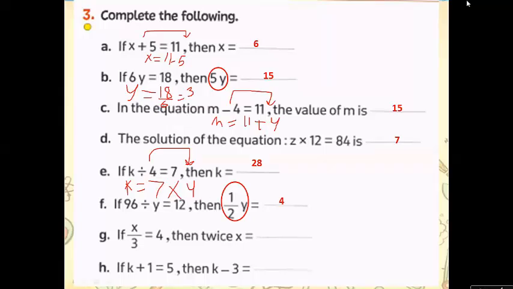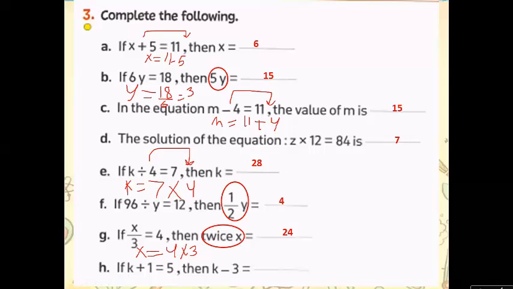If x over 3 equals 4, I'm going to put x on its own and move the 3 out by times. It will be 12. But this time, it has to be 12 times 2 for x. 12 times 2 is 24.